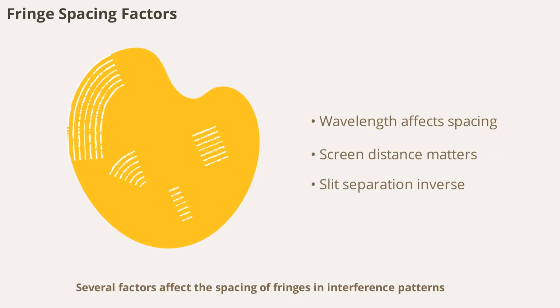Several factors affect the spacing of fringes in interference patterns. The wavelength of light, the distance between the slits, and the distance to the screen all play a role. Increasing the wavelength or the screen distance increases fringe spacing, while increasing slit separation decreases it. Understanding these factors helps in designing experiments and interpreting results.